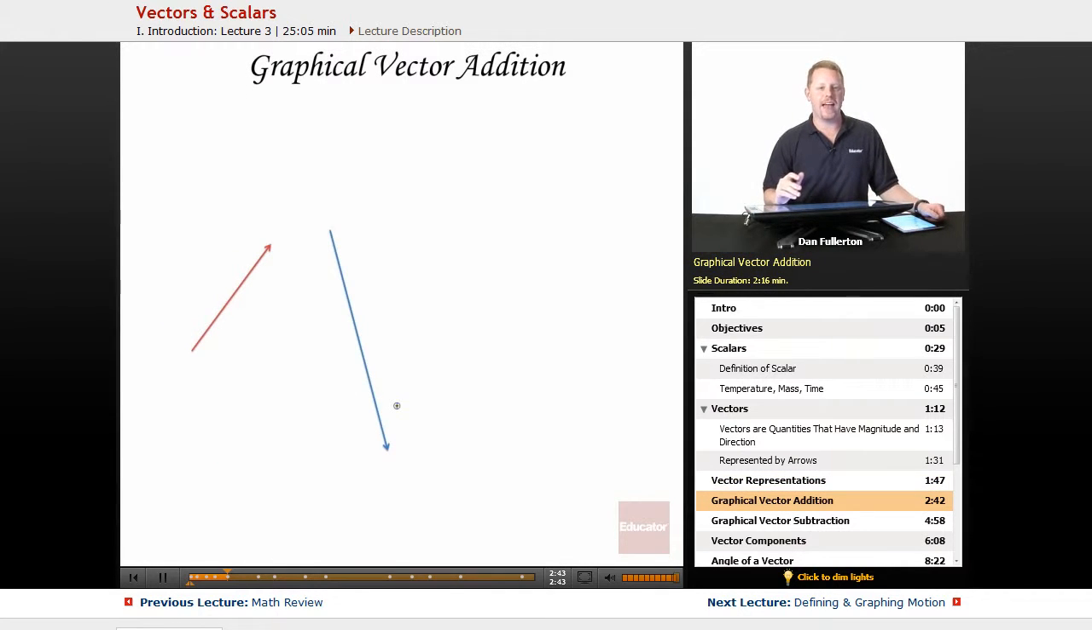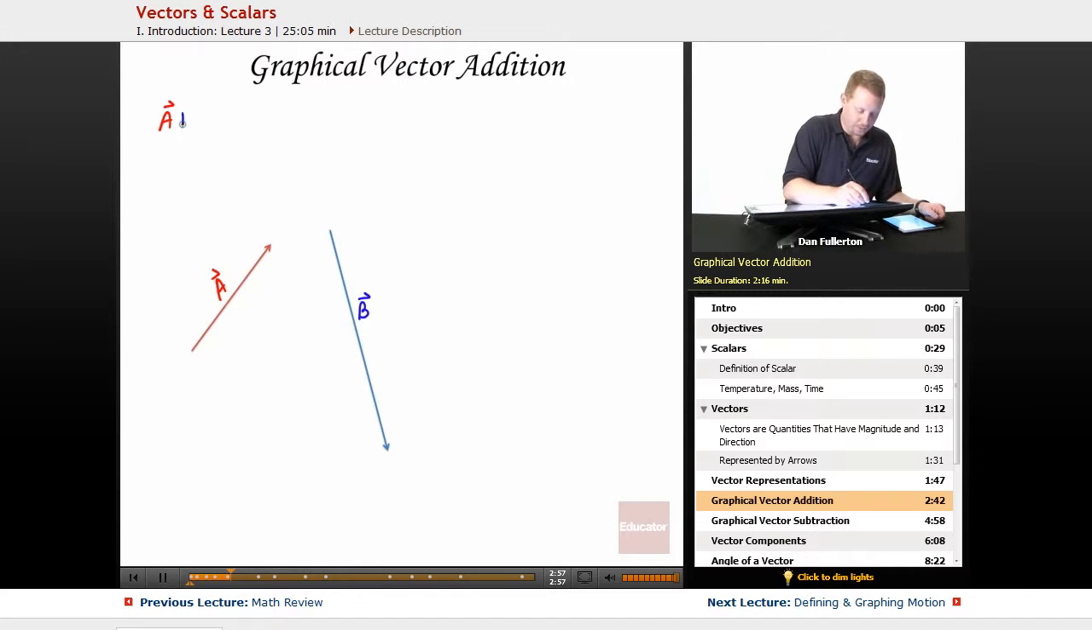So let's talk about how we would add up two vectors. A vector such as A and B. The little line over that means it's a vector. If we want to try and put together A and add it to vector B to get some vector C, the sum of those two vectors.